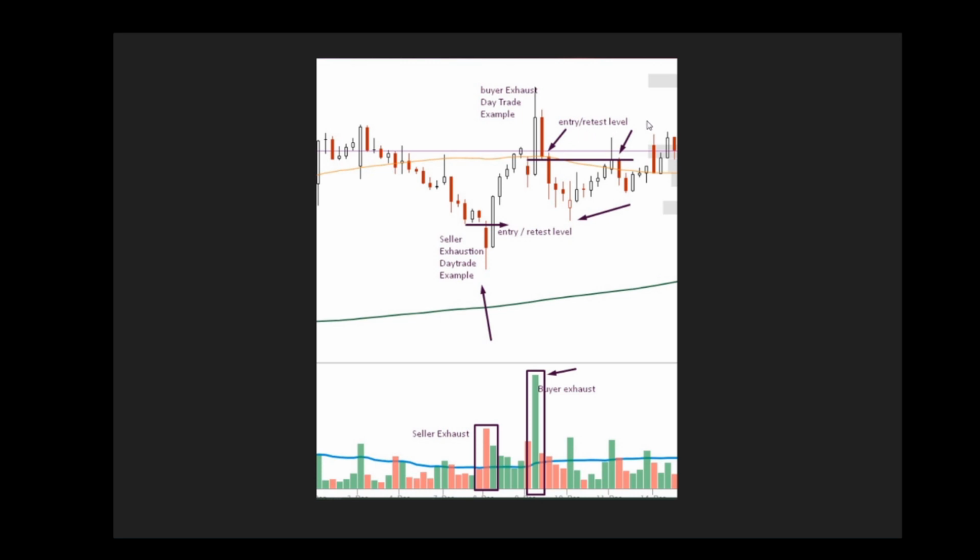I have the entry retest level again right here because if I extended this line like I did, you can see that price ultimately came back down and acted as another point of resistance at that level. So these retest levels are pretty significant in terms of price targets and where you could possibly exit your trades.